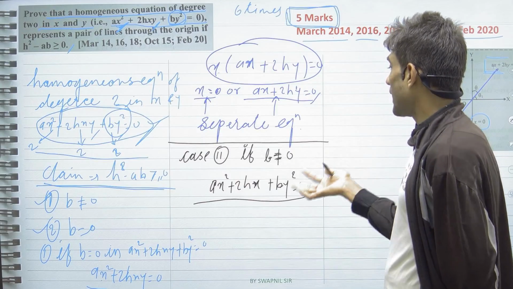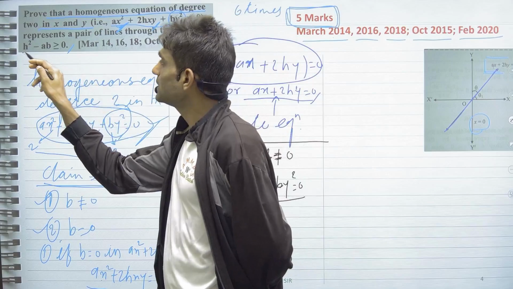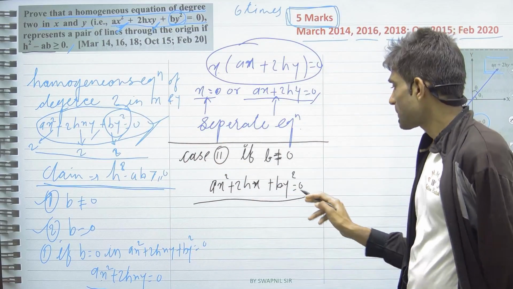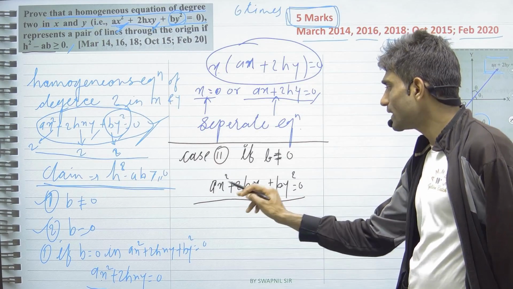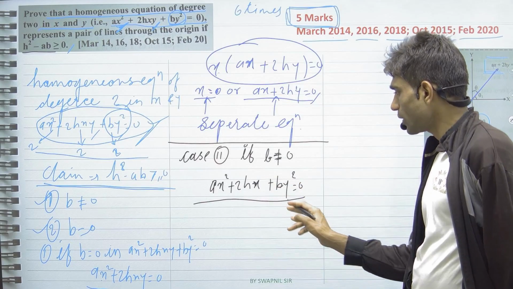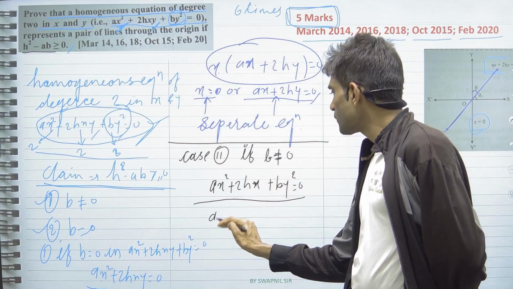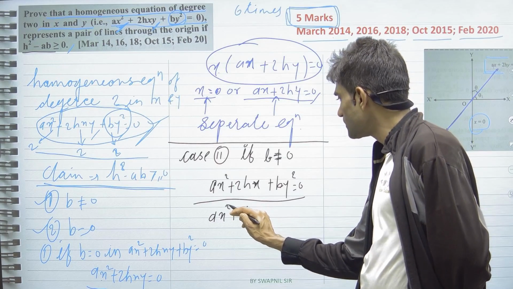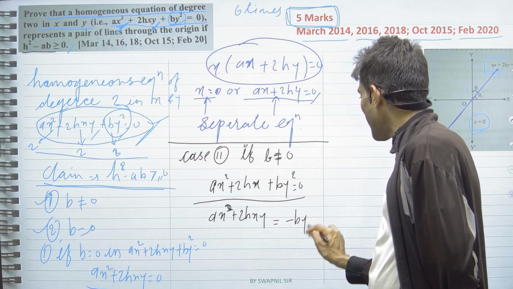Now try to convert our equation into some standard form so that h² − ab will appear in our equation. So what we do, take by² to the other side, and we keep x² + 2hxy on the same side. We have to solve this equation further. So x² + 2hxy is equal to minus by².